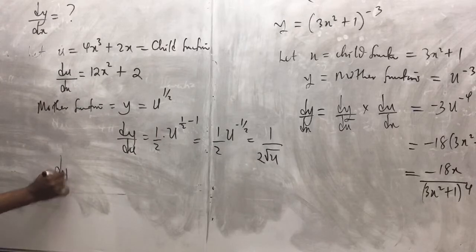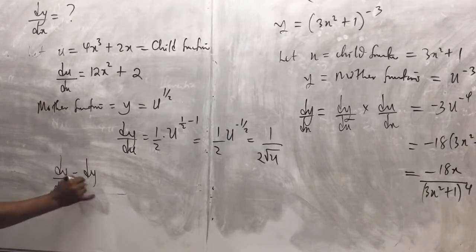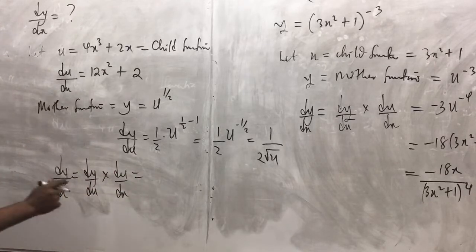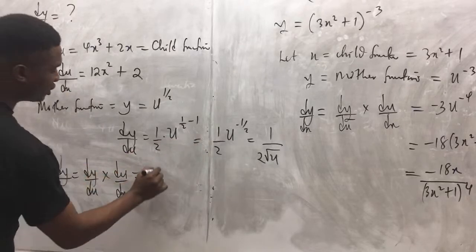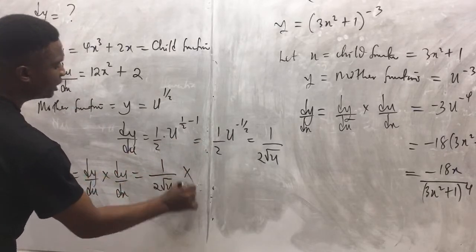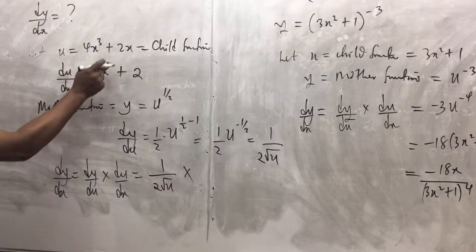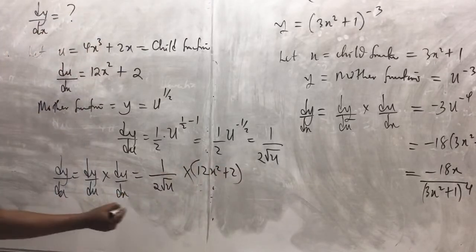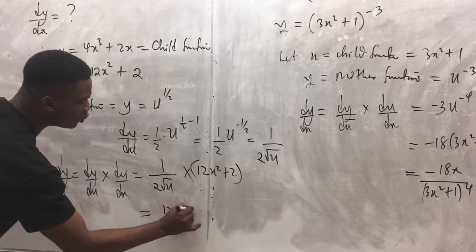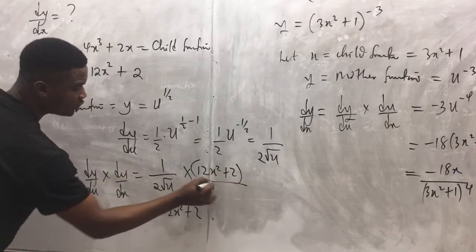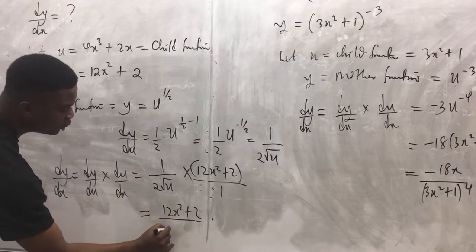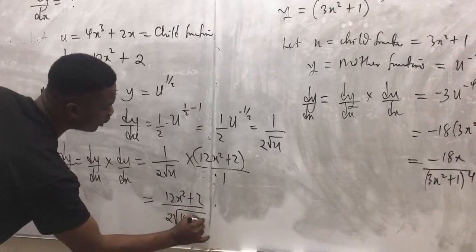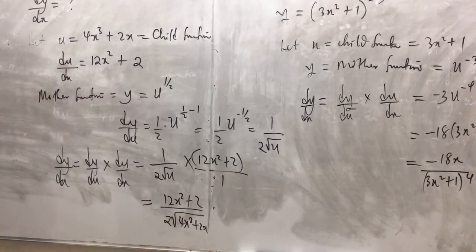So what is dy/dx, that which we are interested in? It is dy/du times du/dx. So what is dy/du? dy/du gives us 1 over 2 square root of u. What is du/dx? du/dx is 12x squared plus 2. Now, this simplifies to 12x squared plus 2 when it multiplies the numerator 1, of course, you know this is over 1, all over 2 square root of u. And what is u, guys? u is 4x cubed plus 2x. And that is the derivative we want.